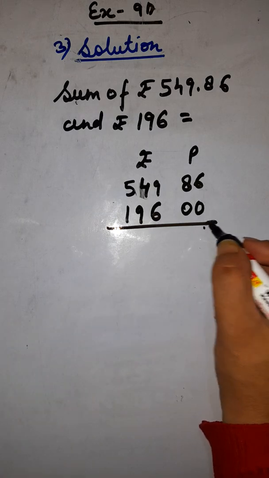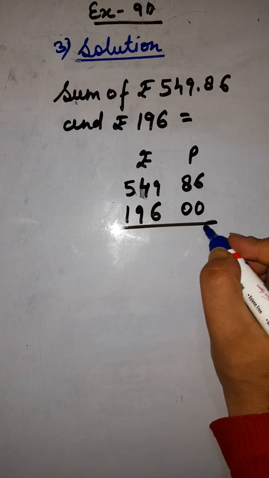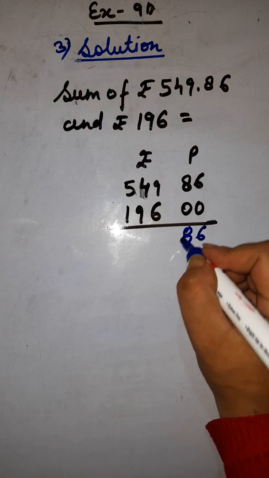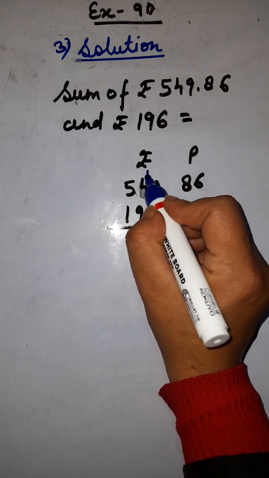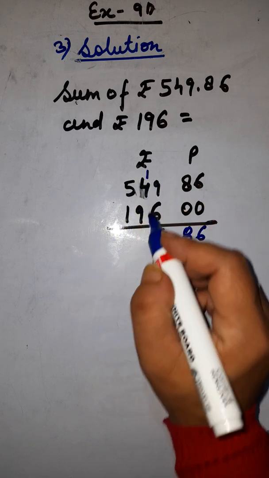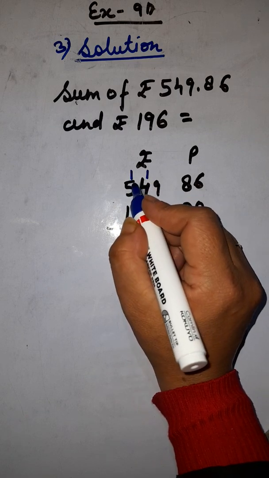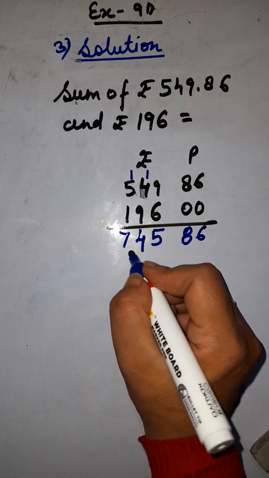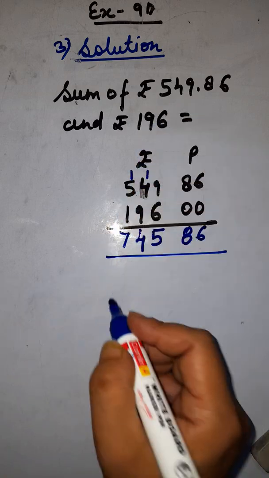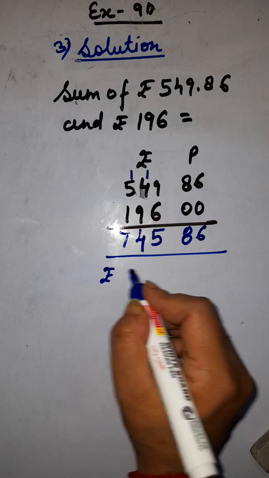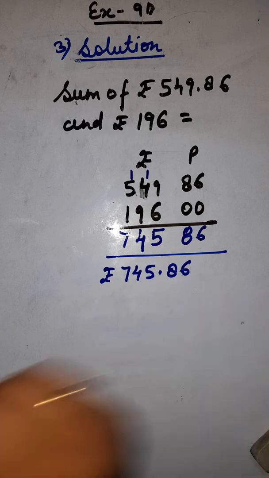6 plus 0, 6. And 8 plus 0, 8. Here 9 plus 6, 15. So we'll write here 5. 1 carry. 9 plus 1, 10 plus 4, 14. 1 carry. 5 plus 1, 6 plus 1, 7. Now, the sum of the two numbers is rupees 745 and 86 paise.